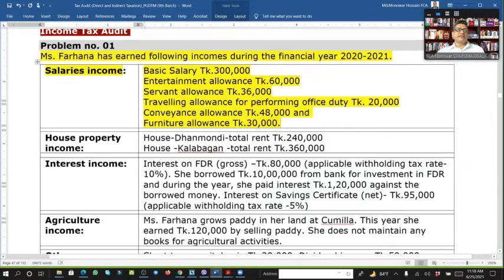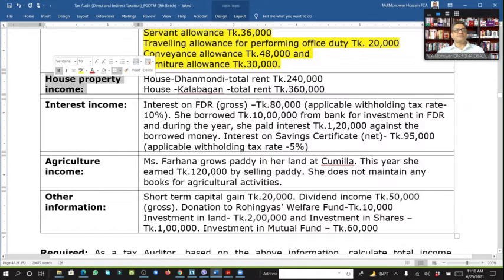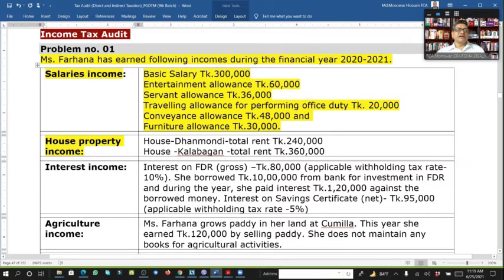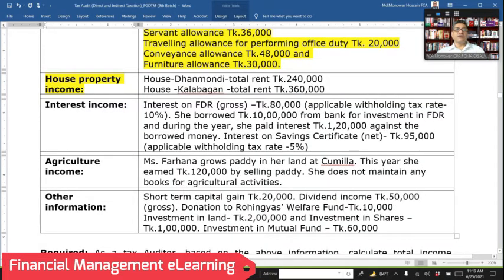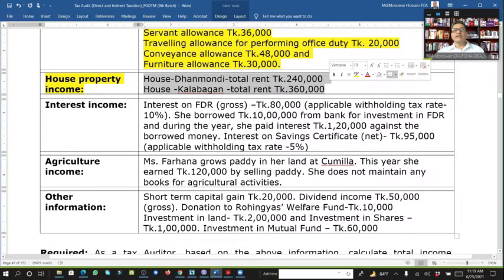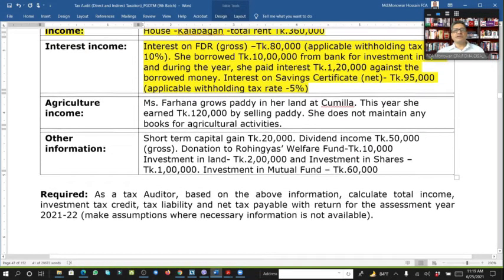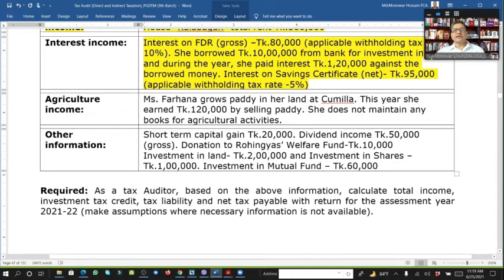And that lady has house property income also. She has salaried income, she has house property income, she has 2 home flats that she rented, one in Dhanmondi and another in Kalabagan. Here is interest income, her FDR interest and other income, savings certificate income, and also some agriculture income. Her home district is Comilla, so she has agriculture income, and also some other information here. Look here, capital gain, dividend income, etc.